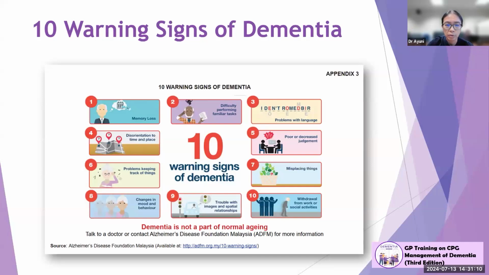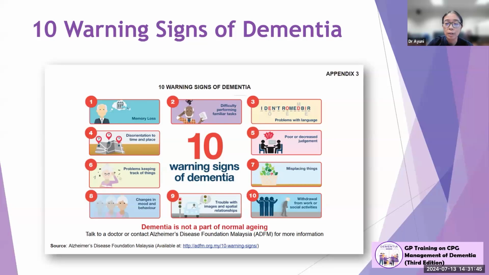So number one is memory loss. Usually it is recent memory loss. Recent memory will be affected first, and their remote, long-term memory will still be preserved at the early stage. Number two, they have difficulty performing familiar tasks, meaning tasks that they could usually perform now become difficult. For example, a makcik who is good in cooking, now the cooking has problems. The taste has changed because maybe she forgot whether she put in salt or not, and then she put it in again. So the taste of the cooking has changed already.